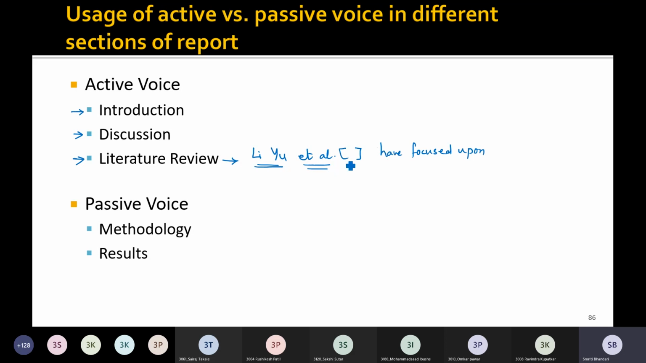So here we are giving importance to the authors of this paper or this research work. We are giving importance to the researchers. So in such situations, we may use the active voice. Active voice can be used in the introduction section, discussion section or literature review. But as far as the methodology section is considered or the results are being discussed, we should use the passive voice always. Don't use active voice while writing the methodology or describing the results.